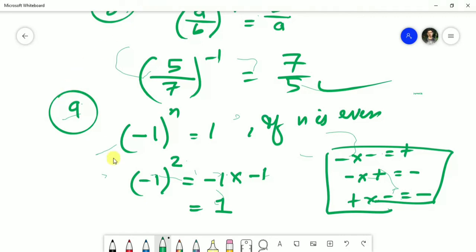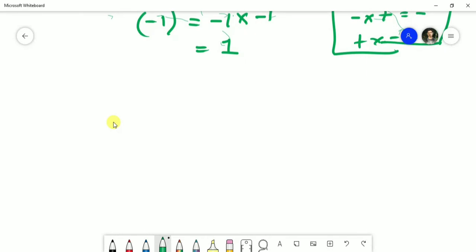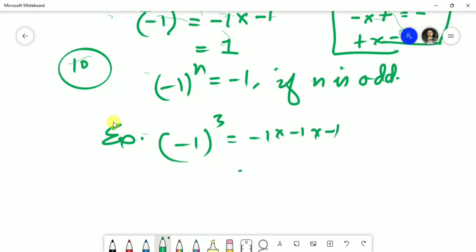But what about the same thing if an odd number is there? That will be a negative number. Let me show you that one also. This will be number 10, I think. For example, minus 1 to the power n, if n is odd. Let me give you an example. Minus 1 raised to the power 3, let's suppose. It means minus 1 into minus 1 into minus 1. You see, minus into minus is going to be plus, but plus into minus, again this will be minus 1.